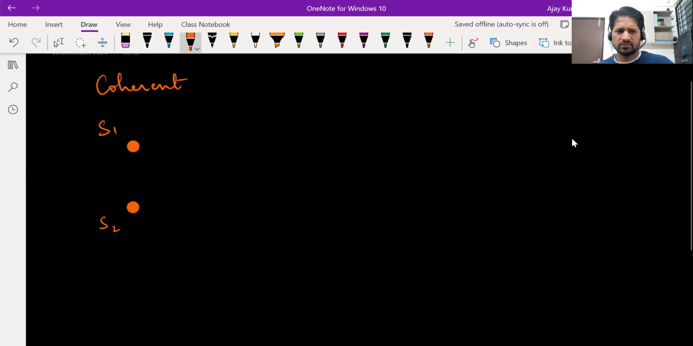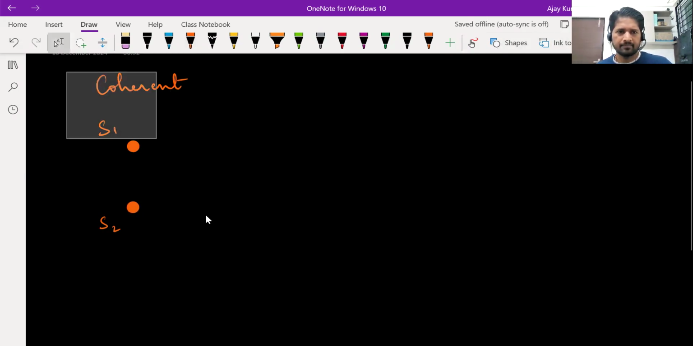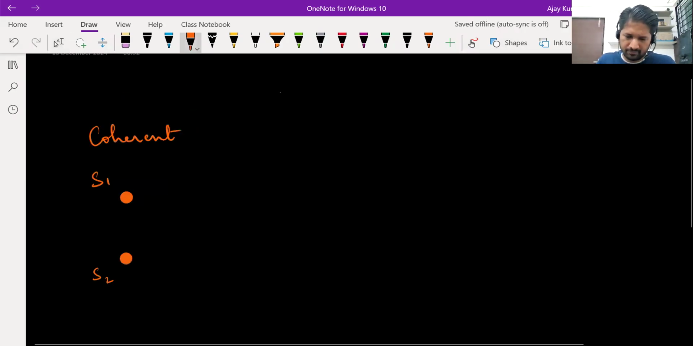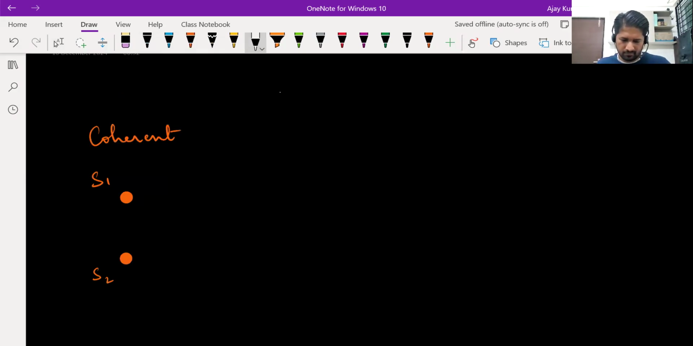What does coherent sources mean? Coherent means they have the same frequency. Okay, and if frequency is same and the medium in which they are present is same, then they'll produce waves of the same wavelength. Okay, remember this term coherent, it's important.